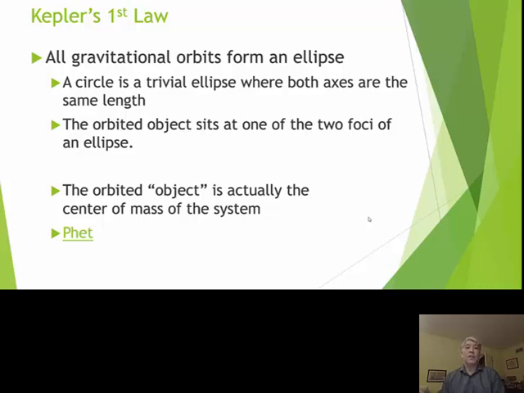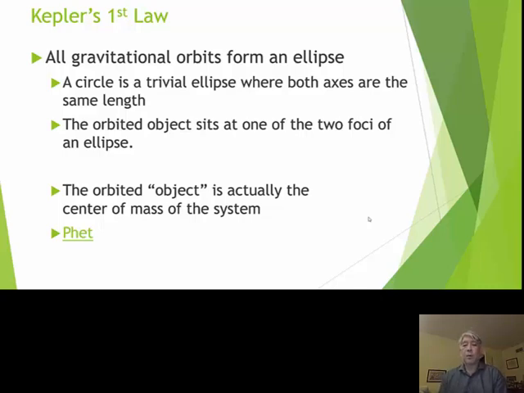So, the first law basically says that all gravitational orbits form an ellipse. The orbited object, however, sits at one of the two focal points of the ellipse, not at the center of the ellipse. The orbited object is actually going to be the center of mass of the system, and there's a PhET simulation that goes along with it.